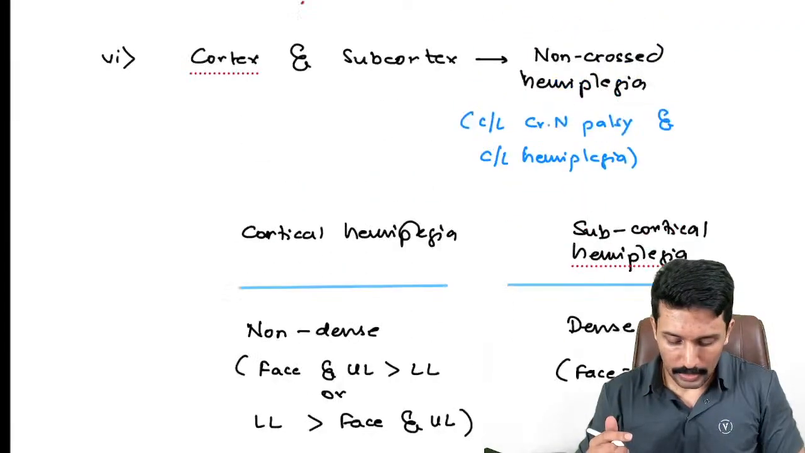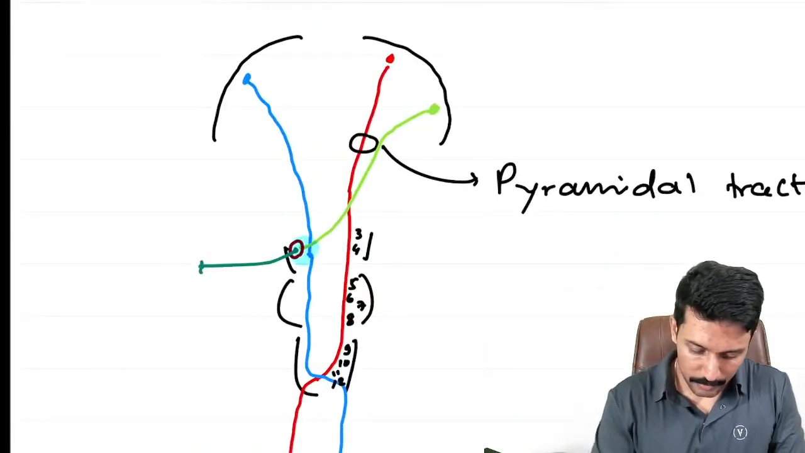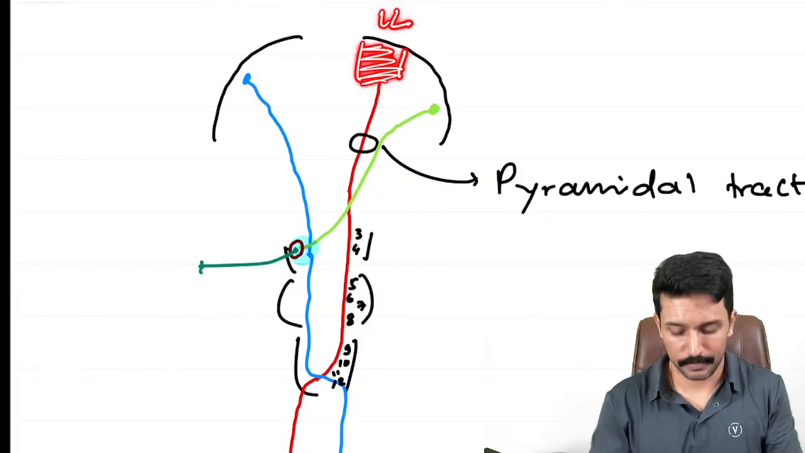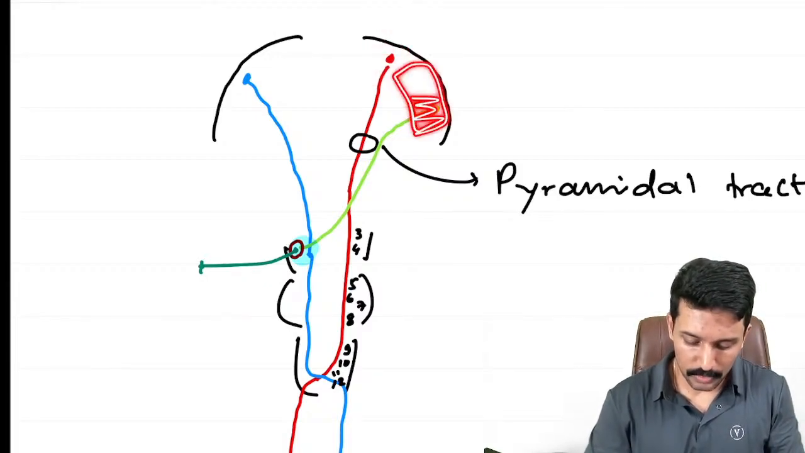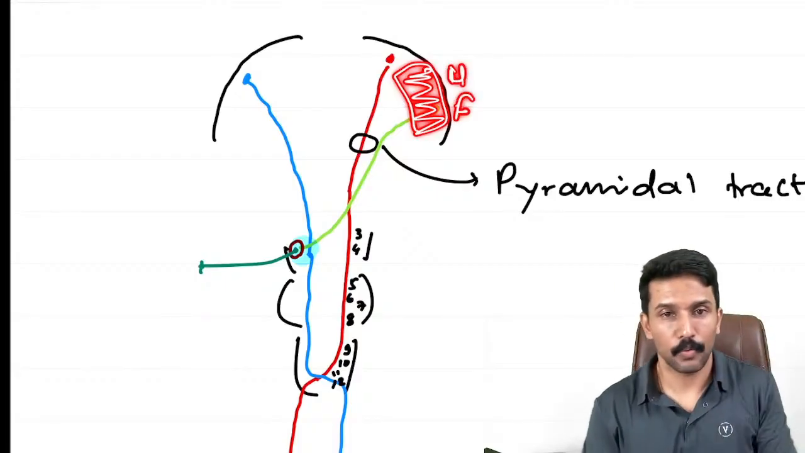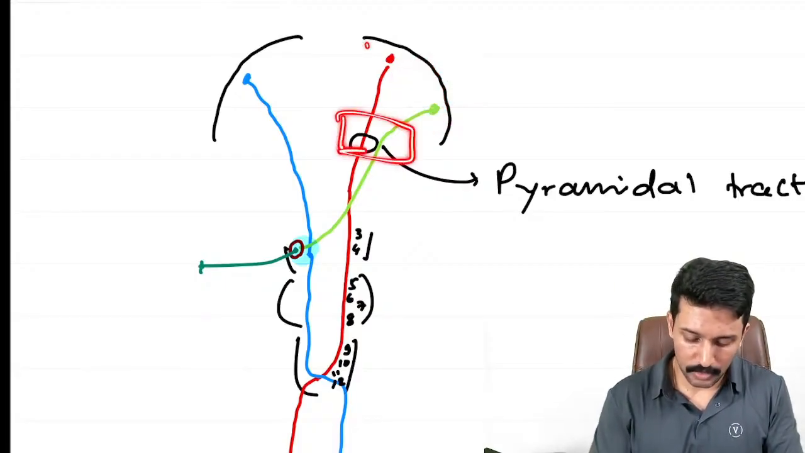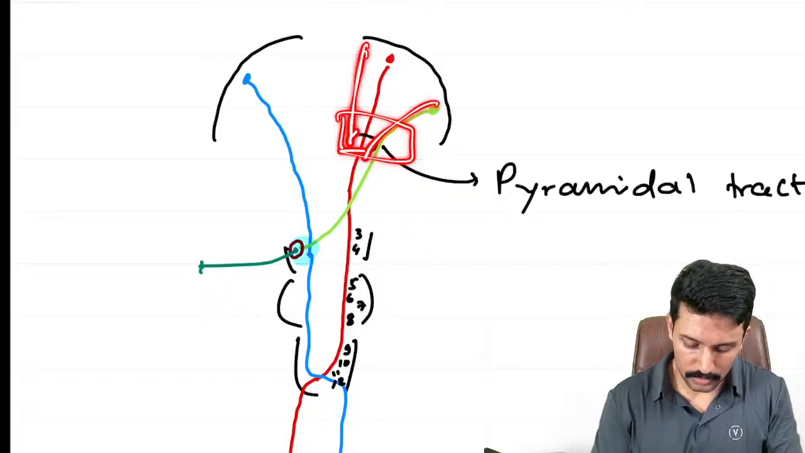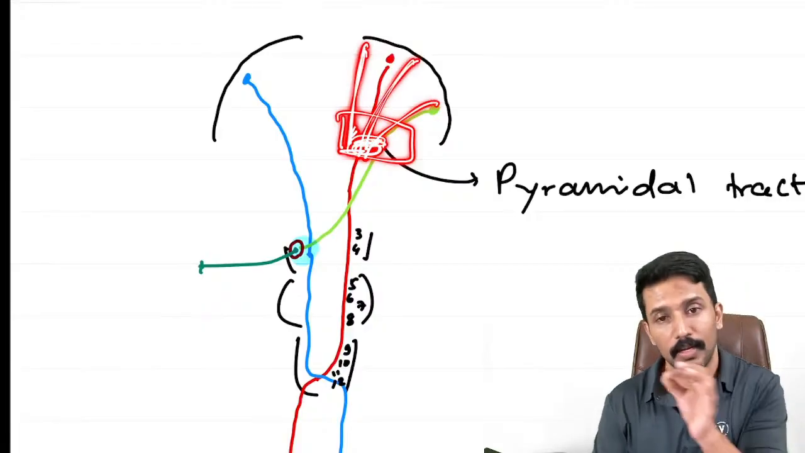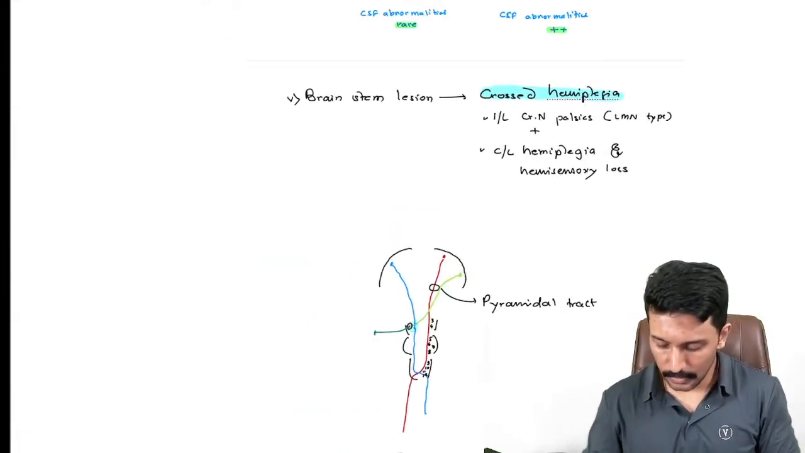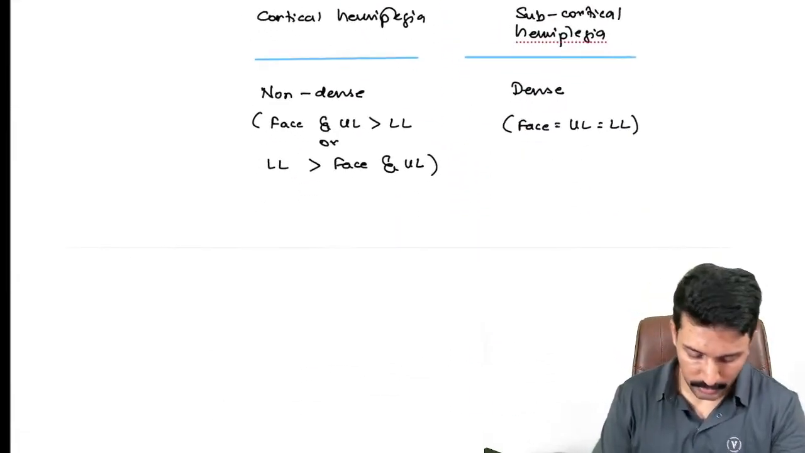You go above and damage. Like if I do damage here, this area is for lower limb, so lower limb will be more affected. If there is a stroke here, this area is for the upper limb and face, so upper limb and face will be more affected. But when it comes to here, the face neurons, lower limb neurons, upper limb neurons all come together in a tiny space. Damage here, everything will get equally affected. So that is the first point.